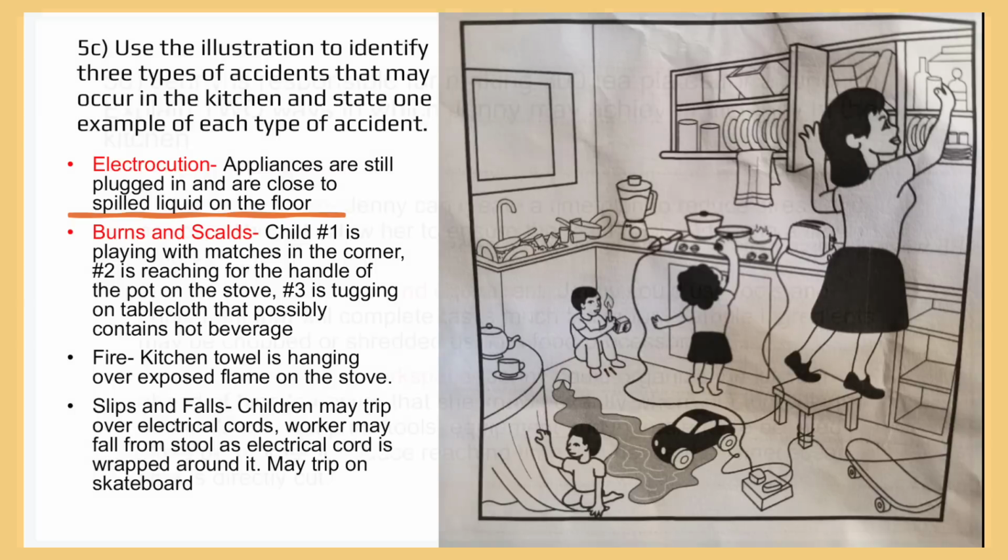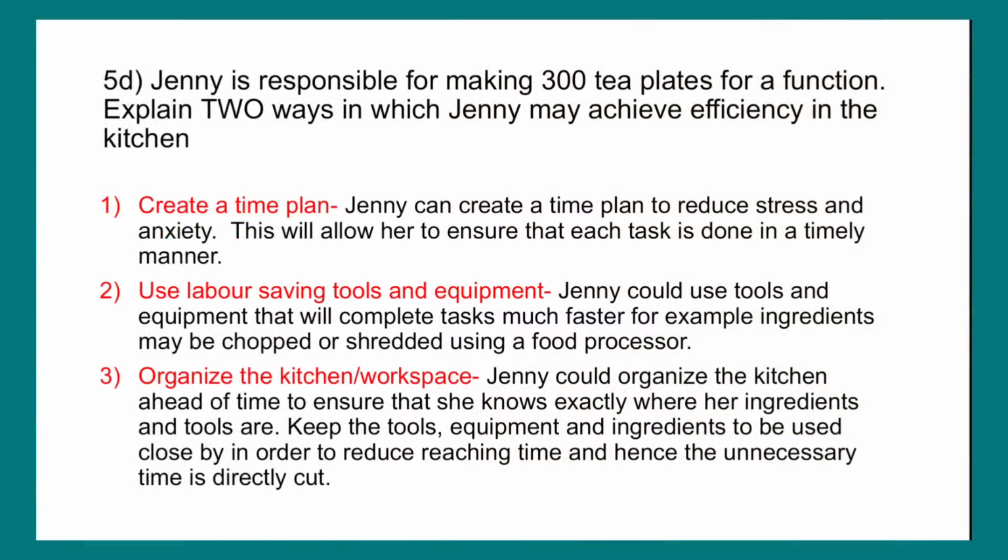Alright, the next question says that Jenny is responsible for making 300 tea plates for a function. Explain 2 ways in which Jenny may achieve efficiency in the kitchen. And I've given you 3 ways. So firstly, she can create a time plan.